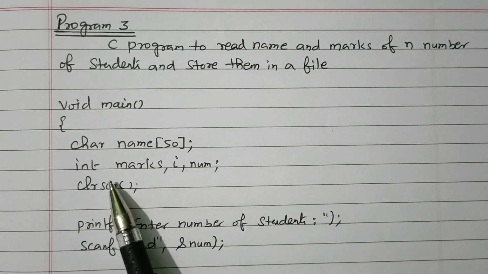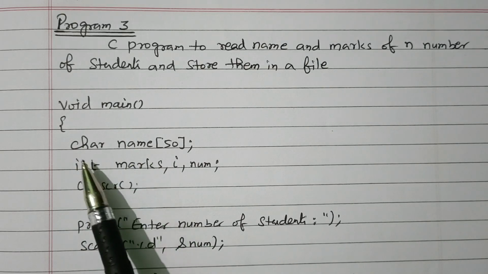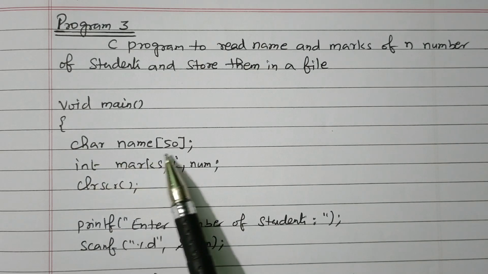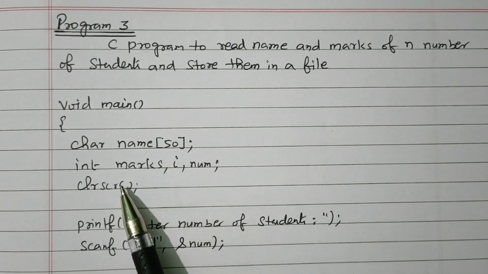Then we have to declare the variables. What are the variables we need? We need name and mark. Name comes under character. char name[50], so 50 characters can be stored. This is the name of the student.